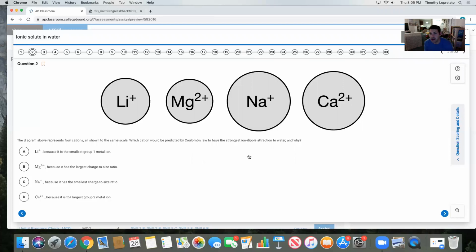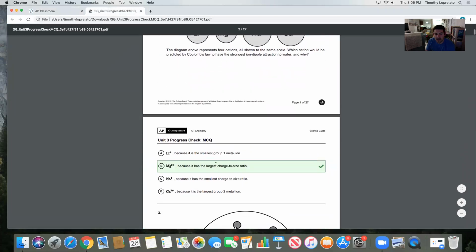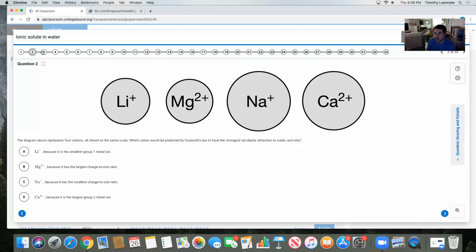All right, Coulomb's law. The force of attraction is equal to Q1 times Q2 divided by R squared. The larger cations are going to be important. And when I say larger, I mean the charge. So it's either magnesium or calcium because they're 2 plus. And how close the water molecules can get to it will matter. Because the magnesium ion is smaller than calcium, it's going to be Mg2 plus because it has the largest charge to size ratio. So for question 2, it should be choice B. Question 2, it's B. Wahoo! Hope that doesn't get old.